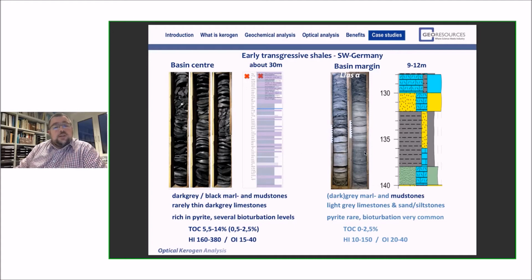And time equivalent in the marginal basin, we have this mix of gray or medium to dark gray marl and mudstones, light gray limestones, and partially sand and siltstone interlayers in there. Pyrite is rare, bioturbation is very common, and the TOC is much lower, and the hydrogen index also. So we see in the early transgressive shale, there's a big difference between the basin center and the marginal basin parts.